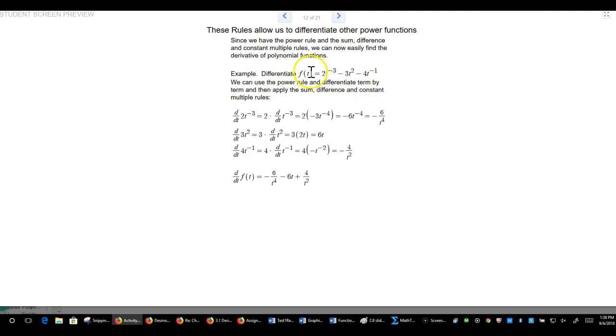So I could have a function like this where it's a mixture of positive and negative powers. And the same thing applies. Differentiate term by term.